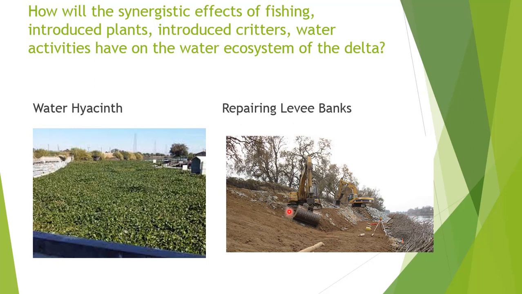So with those things, please write your opinion. How will the synergistic effects of fishing, introduced plants, introduced critters, and water activities have on the water ecosystem of the delta?